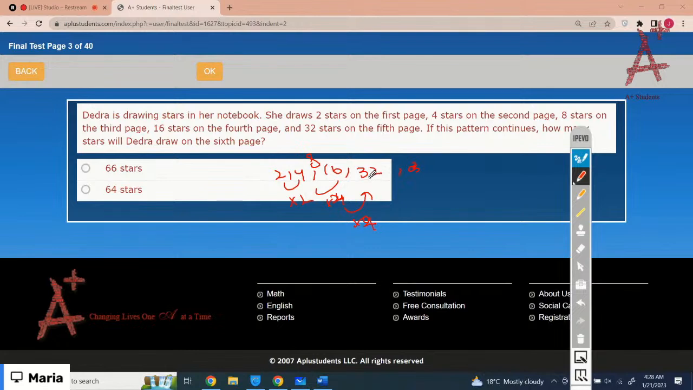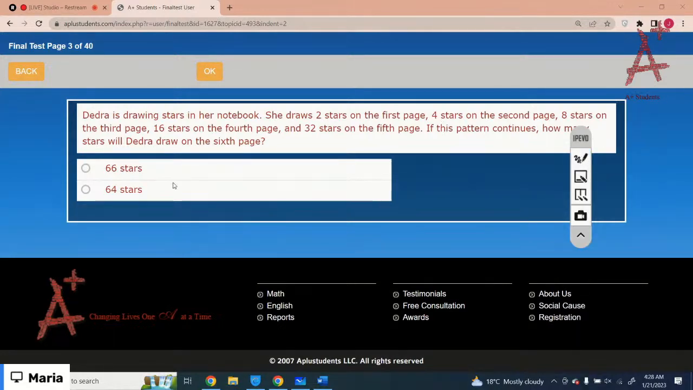After 32, you have to do 32 times 2. Got it? That would be 64. That means the next one would be 64. Got it? So just select the correct option and click on the OK button.